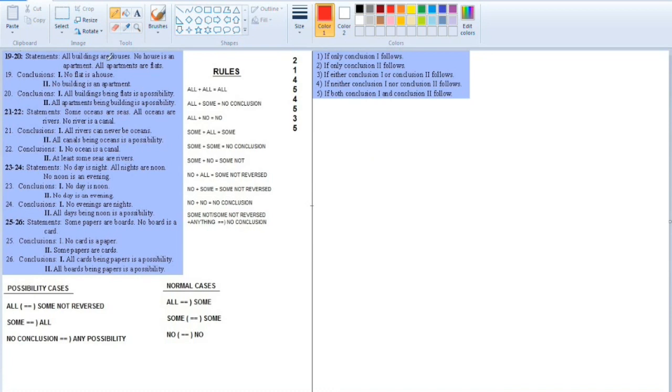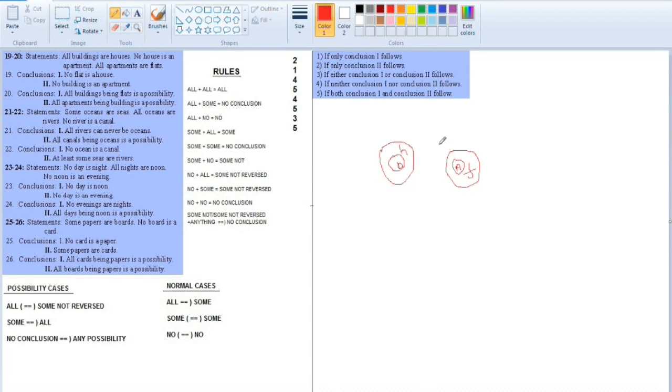First one: all buildings are houses, no house is an apartment, all apartments are flats. I'll tell you two ways of doing it. First, all buildings are houses. The other: no house is an apartment, and all apartments are flats. So this is building, house, apartment, flats. The first conclusion is: no flat is a house.